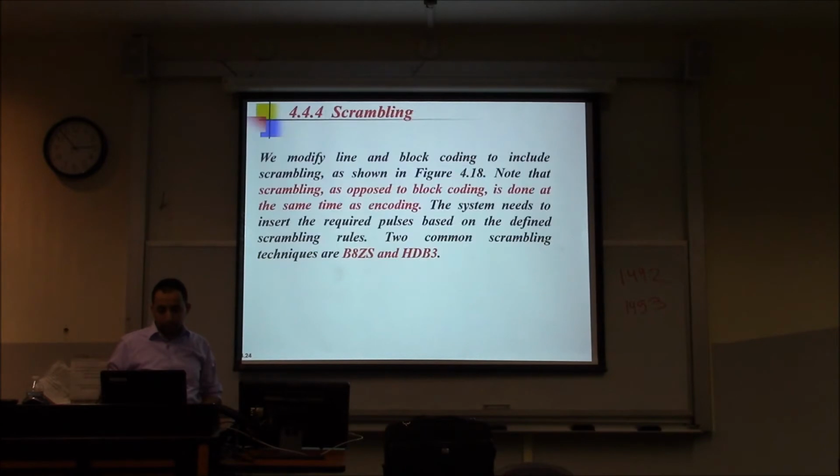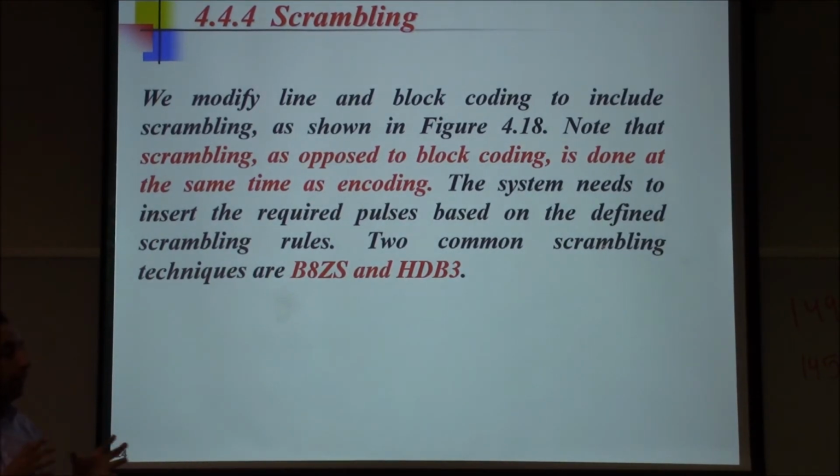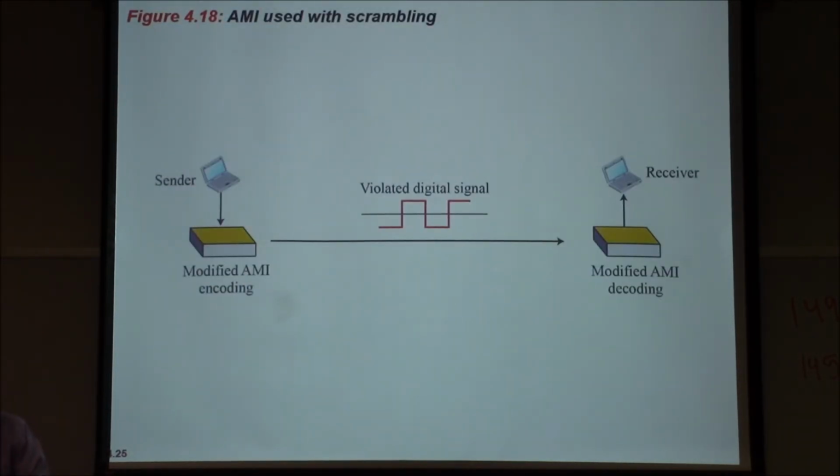Okay, let's continue. Let's go to scrambling and what we mean by it. Scrambling is the third category we want to discuss. We discussed line coding, we discussed block coding, and now scrambling. With scrambling, we have 8 bits we want to send, and we replace them with another 8 bits. So no more data is added. Another highlight is that it is done at the same time as the encoding, not as a different step like block coding.